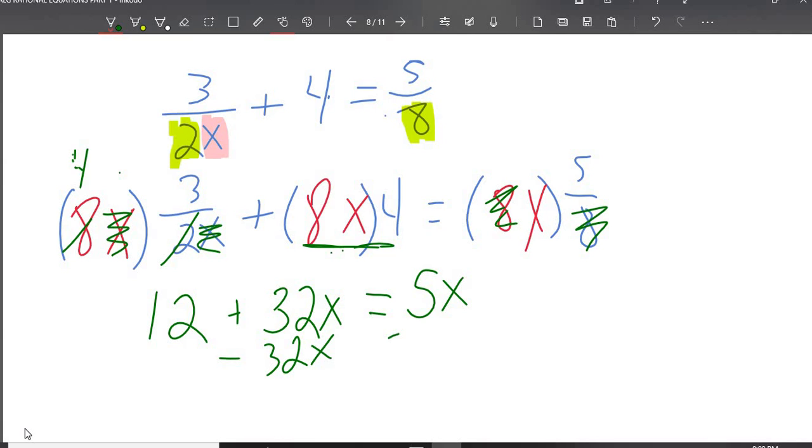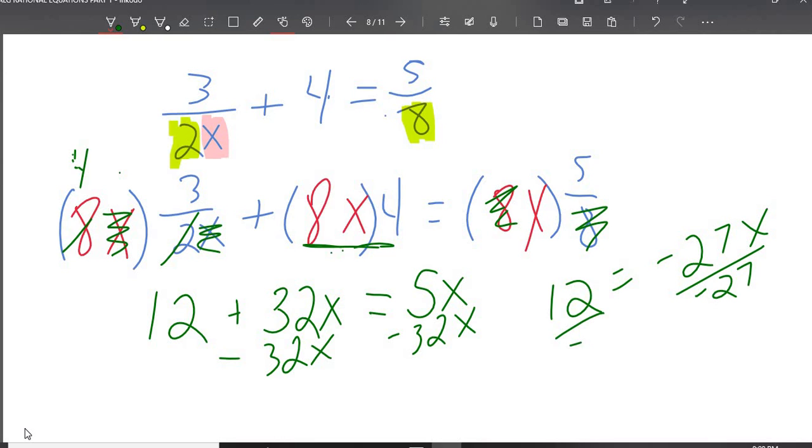Now I'm just going to solve it like normal. Subtract 32x from both sides. We get 12 equals negative 27x. Divide by negative 27. So x turns out to be negative 12 over 27, which is negative 4/9.